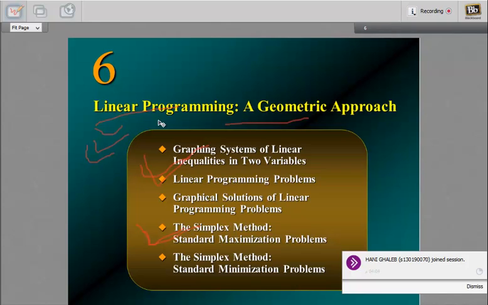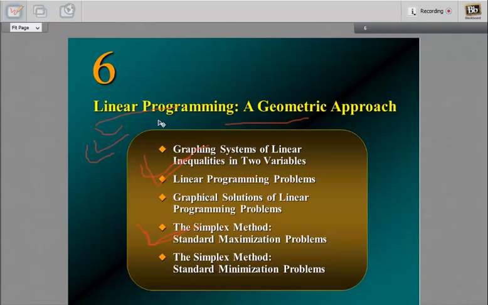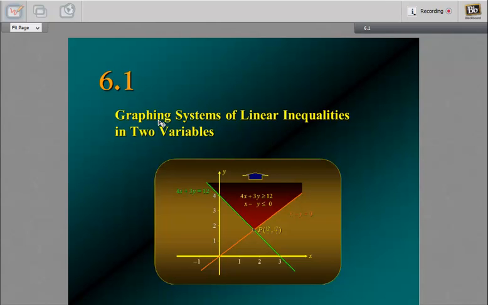So I will show you how we can solve this linear programming problem graphically or through the simplex method. And we observe that we are getting the same results. Either we solve by graphical or by simplex, we got the same results in both cases.